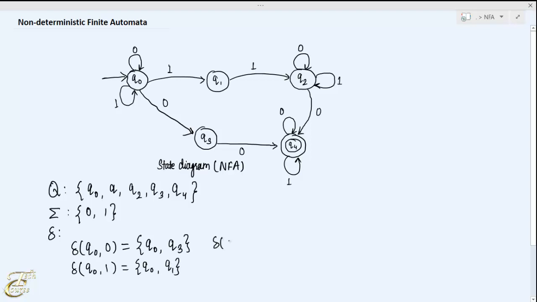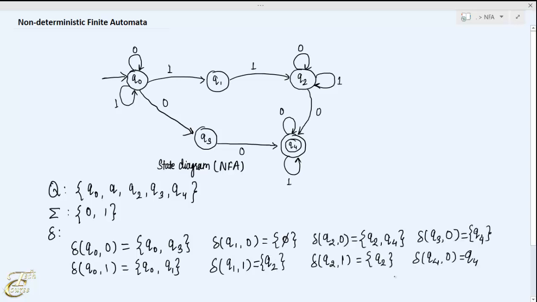Similarly, delta of Q1, 0 equals phi, as there is no transition defined on input symbol 0 in the state Q1. Similarly, delta of Q1, 1 equals Q2, and finally, delta of Q4, 1 equals Q4.